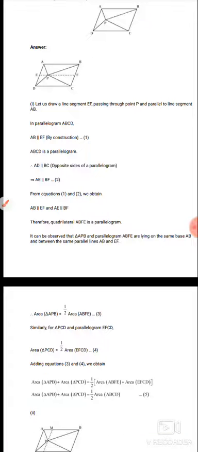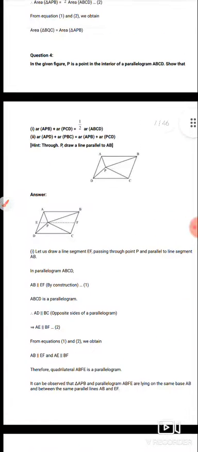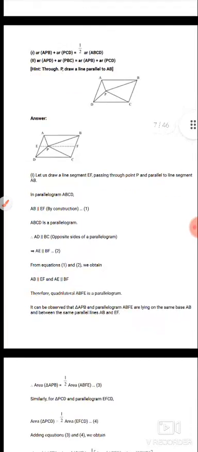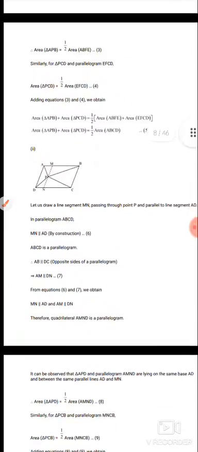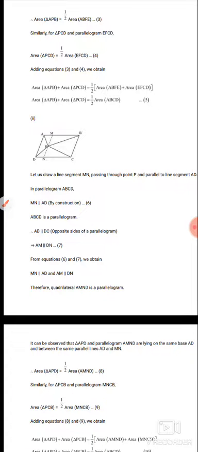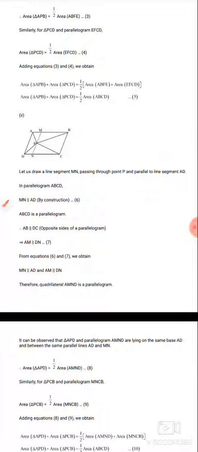Then after that, question number 2. Question number 2 is area of APD plus area of PBC is equal to area of APB plus area of PCD. So now see again this figure. Let us draw a line segment MN passing through point P. You have to draw a line segment MN which is passing through point P and parallel to line segment AD. Now this MN will be parallel to AD, by construction. So this is the first reason.